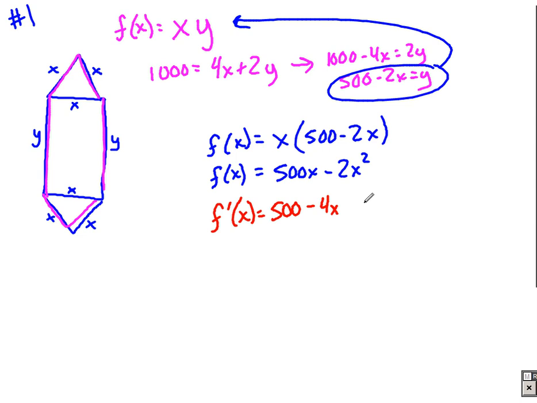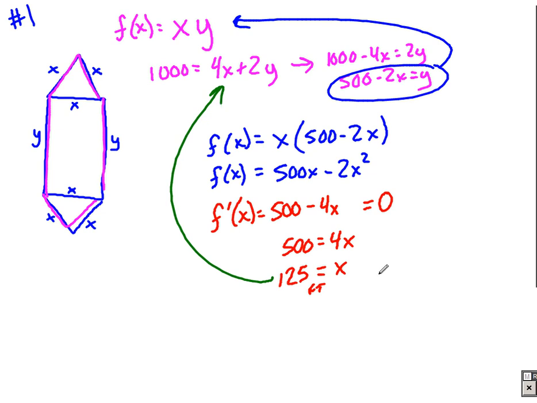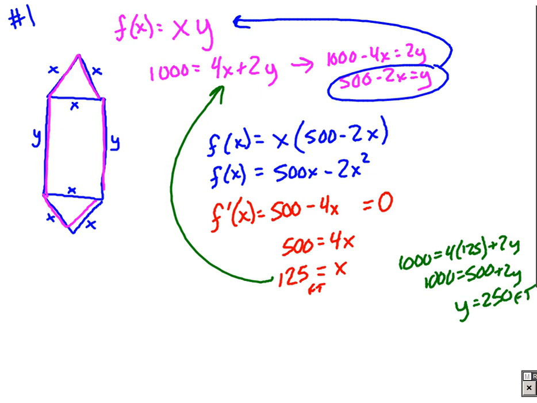To find a max or min, I want to set that equal to 0. So that means I'll have 500 is equal to 4x, or that means that my answer for x should be 125 feet, assuming this was in feet. Now, we got to find what y is. How do I do that? Well, I, again, just go and plug it back in to the equation that I knew. So, to find that, 1,000 equals 4 times 125 plus 2y. So 1,000 should equal 500 plus 2y. So you should get in the end y is equal to 250 feet. So that's how you do that optimization problem.